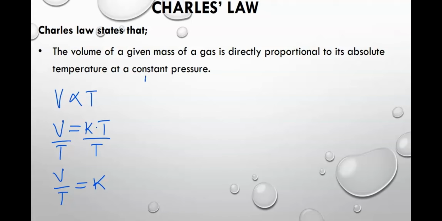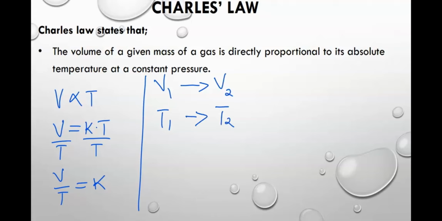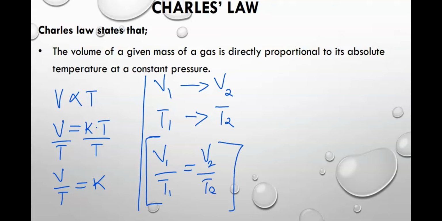So from the law, when volume changes from V1 to V2, temperature will as well change from T1 to T2. So the equation will be V1 over T1 equals V2 over T2. So this is the general equation of Charles' law. And basically, that's how we can describe the law mathematically.